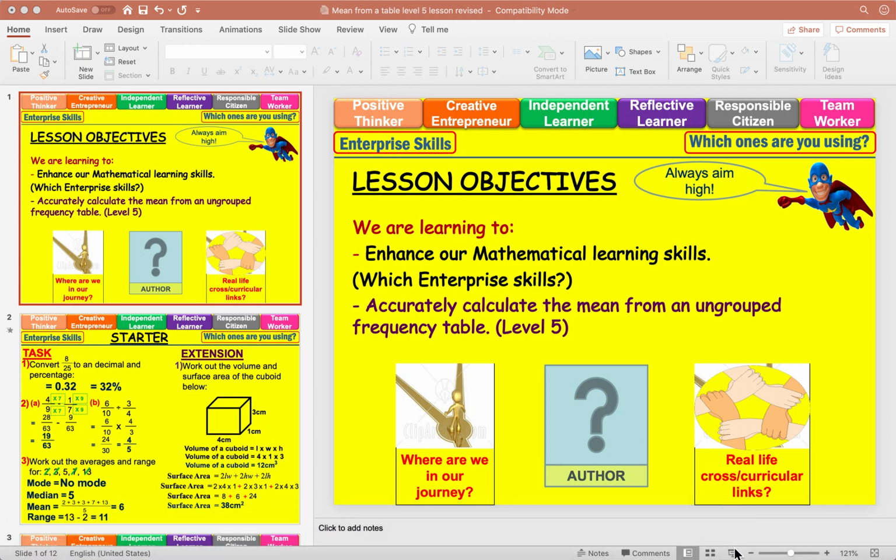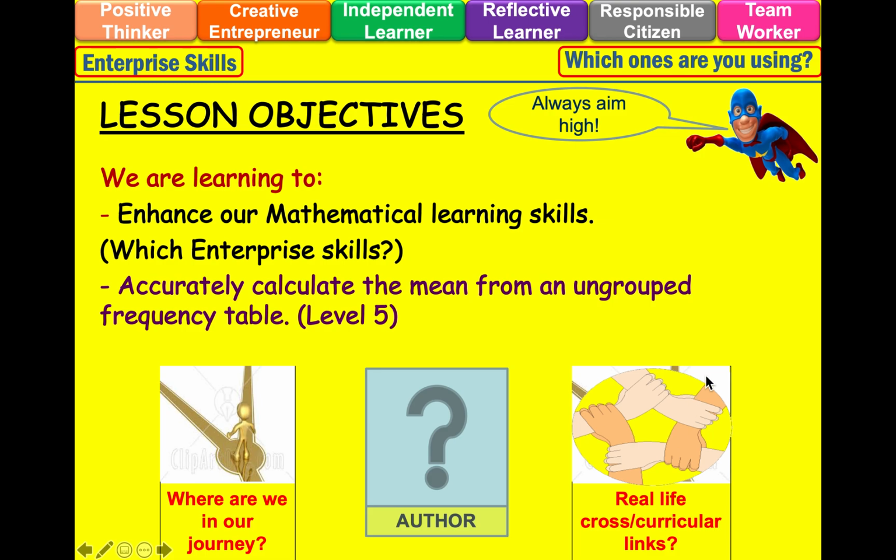In this lesson, we're going to look at mean from an ungrouped table. We looked at the grouped table before, and this is going to be something very easy for you to do because you've understood how to look at grouped data. This is an ungrouped frequency table, and how to calculate the mean is pretty similar to the one you did before, but this will be slightly easier.